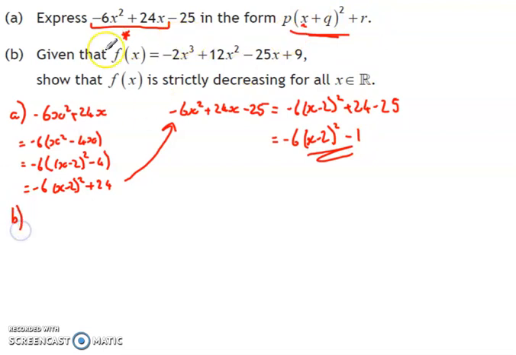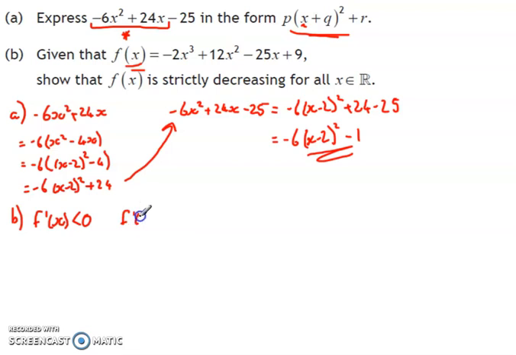Part B was looking at this cubic function here and talking about how we want to prove it's strictly decreasing. Whenever it talks about strictly increasing or decreasing a function, instantly think about the derivative. Remember, the derivative discusses the rate of change. So for it to be strictly decreasing, what we want to show is that the derivative of the function is always less than 0. If it's always negative, then it's strictly decreasing. So I'm going to take the original function, which is given by this here, and I'm going to find the derivative.